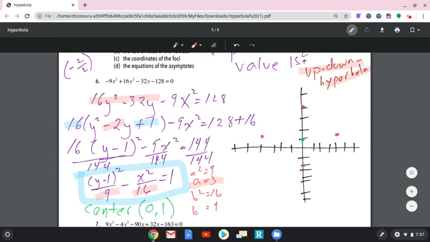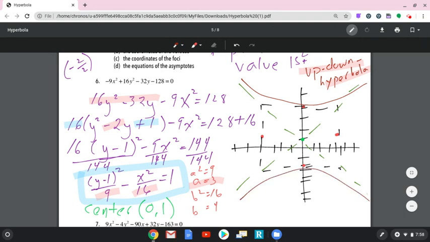You make a box with your A and B values. They help us identify our asymptotes. So now we have this. We are going to draw our asymptotes. Draw one here and one here. We know it's an up and down hyperbola, so I can draw my hyperbola touching that vertex, which is here.